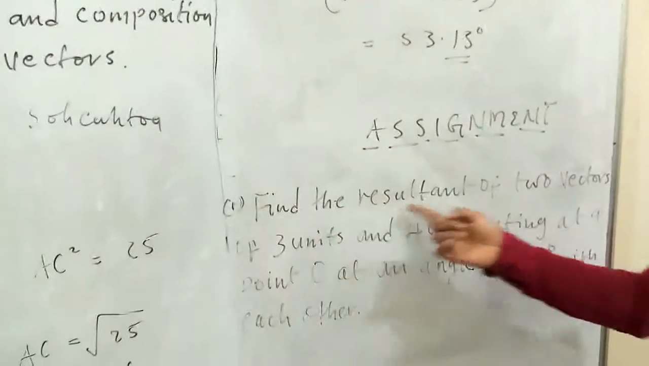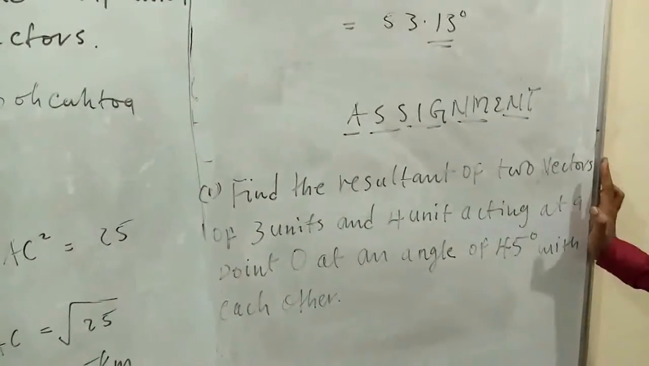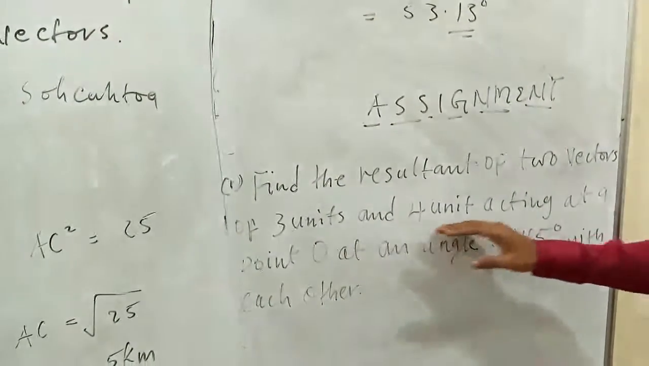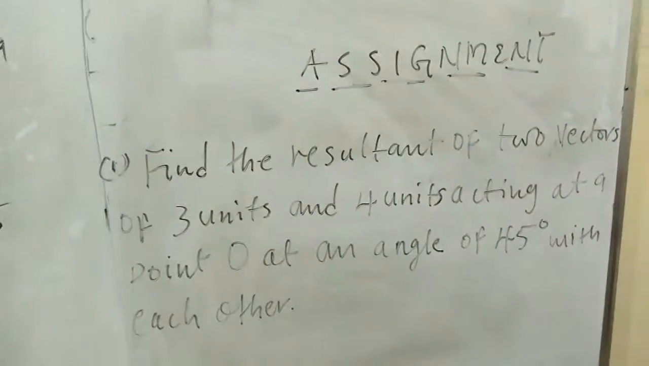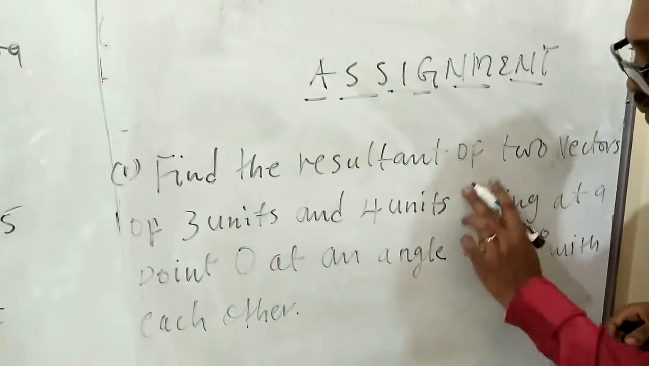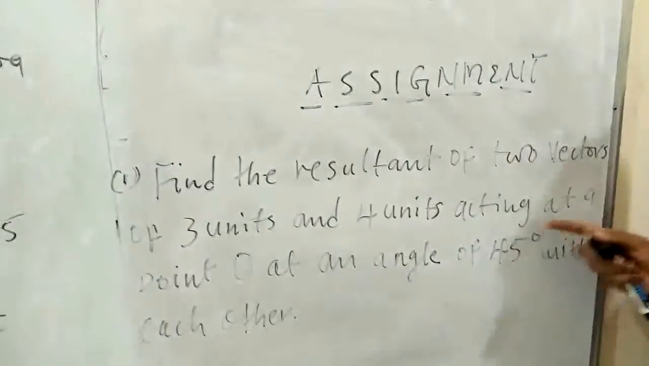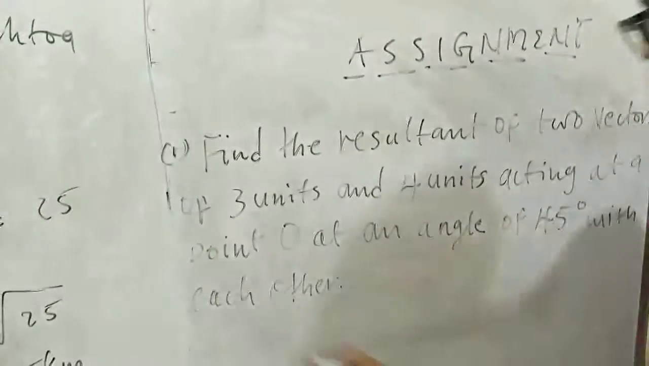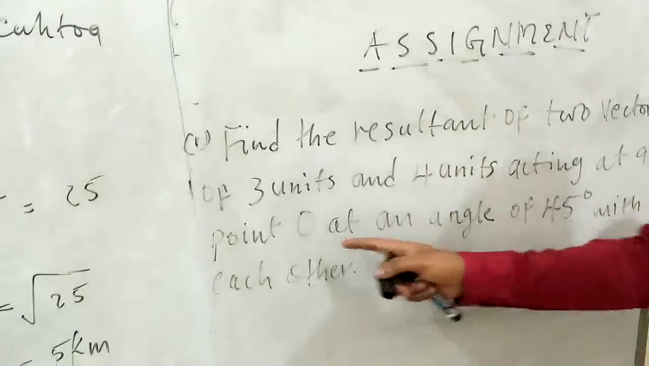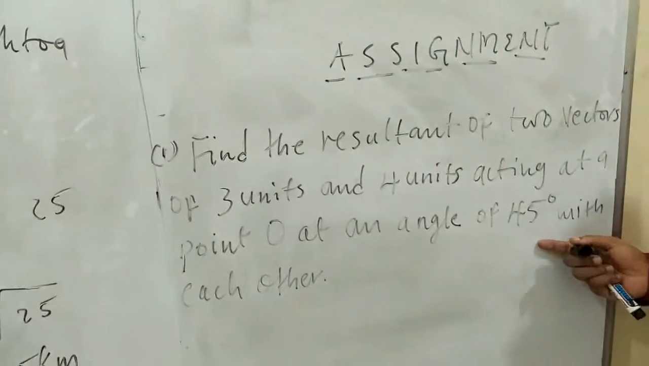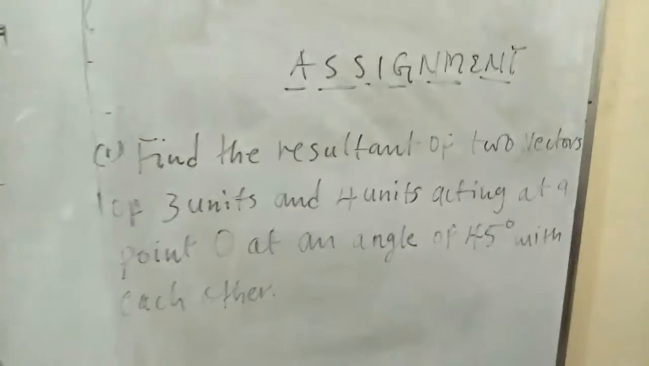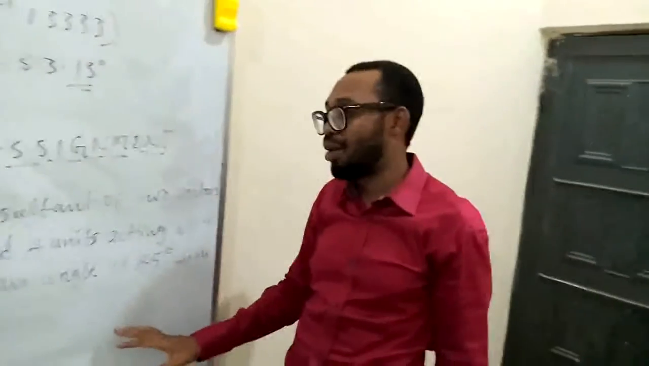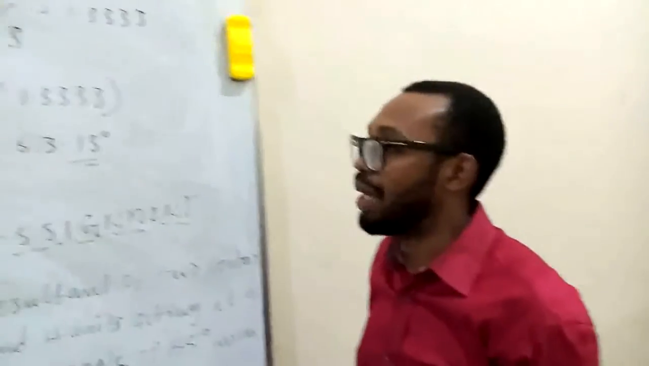Assignment. Find the resultant of two vectors of 3 units and 4 units acting at a point O at an angle of 45 degrees with each other. Now please do the assignment and send it. And from there I will know where to dwell on in our next class.